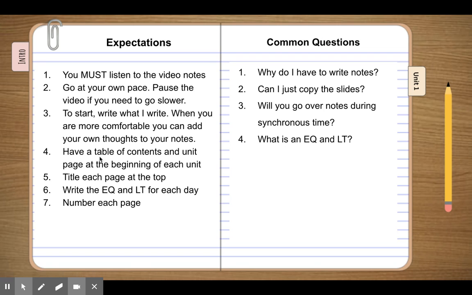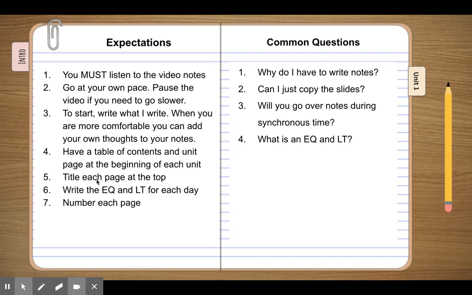4, we're going to have a table of contents and unit page at the beginning of each unit. And for the copy of the notes, I'm going to have one slideshow per unit of notes. So in this slideshow, we're going to have all the notes for Unit 1, and when we start Unit 2, I will create a new slideshow for all of those notes.